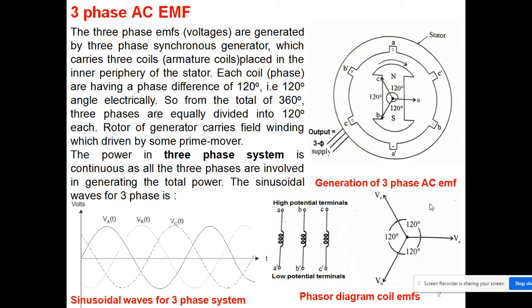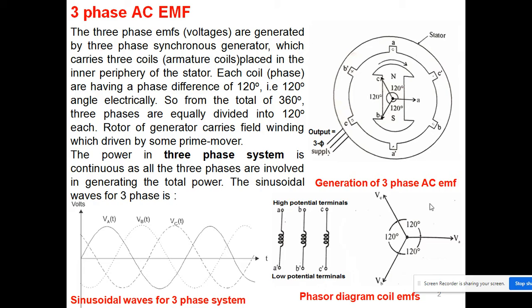So let me introduce the three-phase AC. I have explained this in detail when we discussed the synchronous generator, so let me briefly go over the three-phase AC again. Basically, the three-phase EMF is generated by the three-phase synchronous generator, which I already discussed in the construction and working of the three-phase synchronous generator.